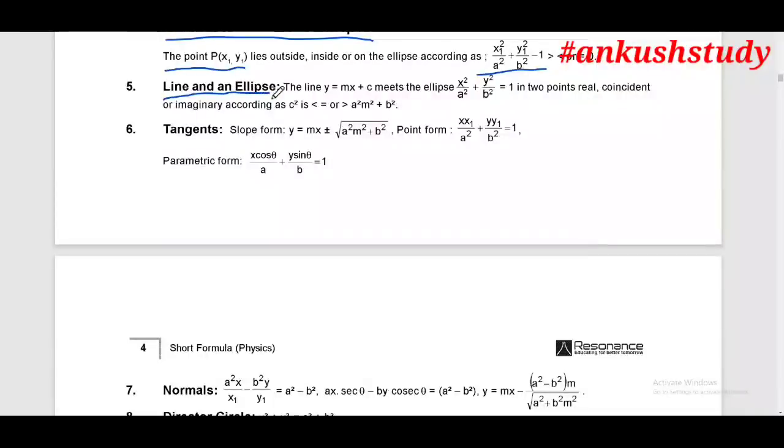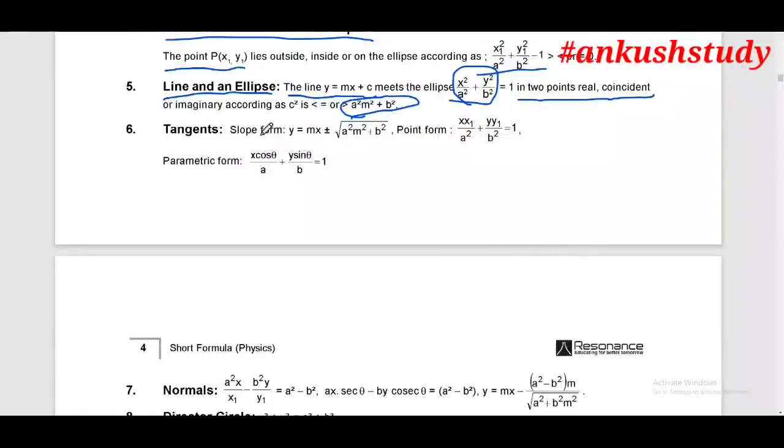Line and ellipse. The line y is equal to mx plus c meets the ellipse x square upon a square plus y square upon b square is equal to 1 in two real points, coincident, or imaginary points, accordingly as c square is smaller than, equal to, or greater than a square m square plus b square.